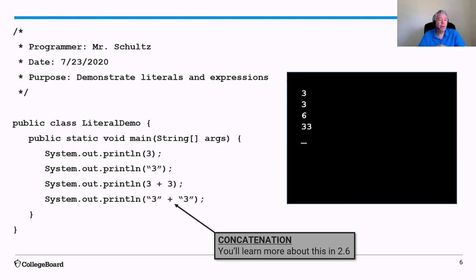So that's the first thing I wanted to point out. There's a difference between a literal and a string literal. A literal is a numeric value. It's a representation of a numeric value that I can now do arithmetic operations with.